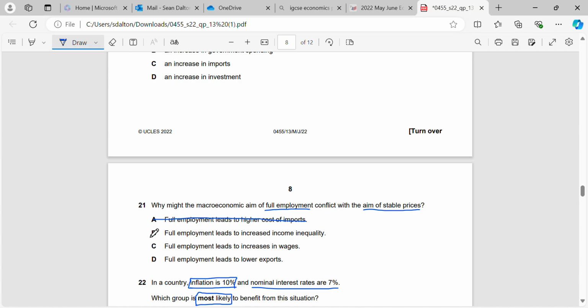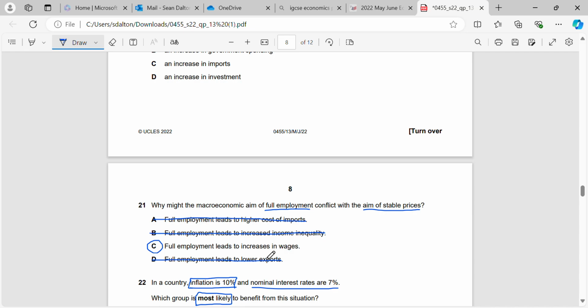Full employment leads to increased income inequality. That's also false. Full employment, in other words, everybody in the country having a job, is likely to reduce income inequality. And full employment leads to lower exports, so the same thing. It doesn't affect the exports, it doesn't have an impact on imports, but what it does have an impact on is it will lead to an increase in wages.